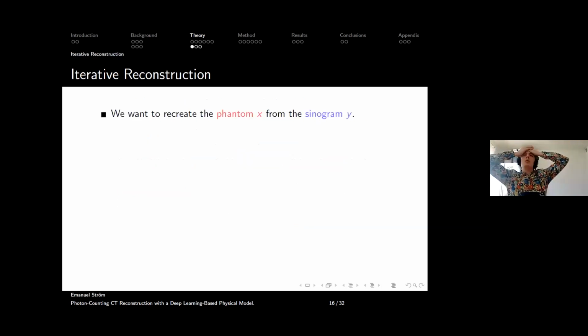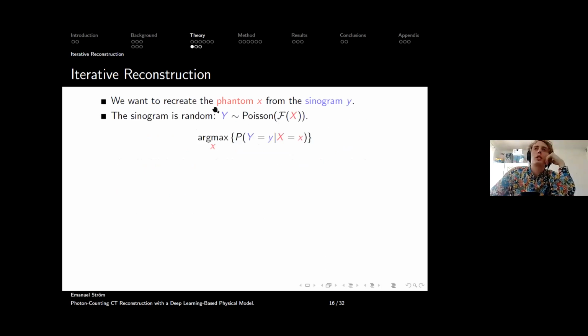The idea behind reconstruction is we want to reconstruct the phantom given the sinogram. And we know that our physical model predicts that the sinogram is going to be a Poisson random variable with a mean that is determined by the forward operator. So one way to reconstruct it would be to use the maximum likelihood, basically maximize data consistency. We want to find the phantom that maximizes the probability of observing the data that we have observed. And this is unfortunately not enough.